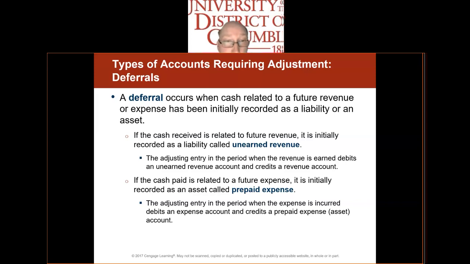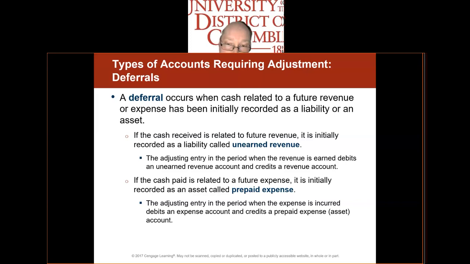It's cash received that's related to a future revenue. It becomes revenue when it's earned. The adjusting entry for the period, when the revenue is earned, debits the unearned revenue account and credits the revenue account. That's the entry I make to represent when I earned that revenue.